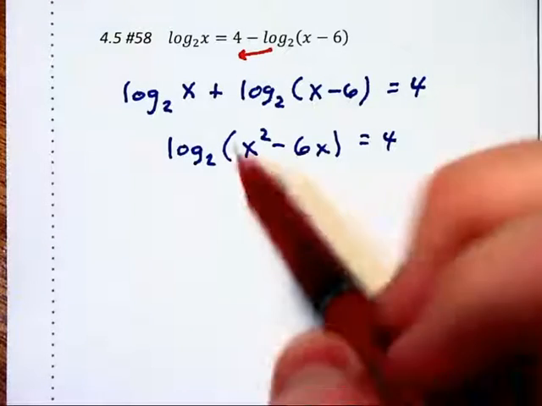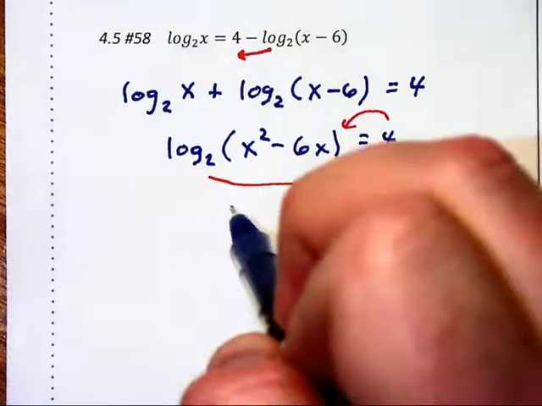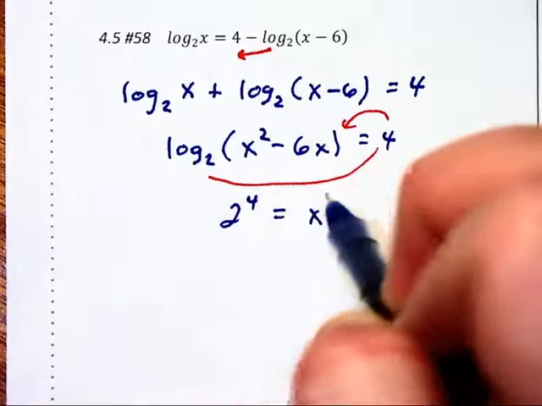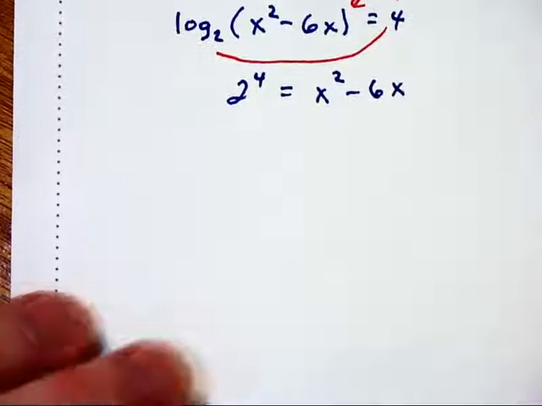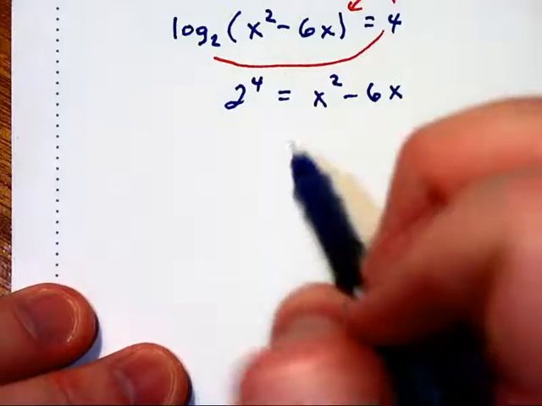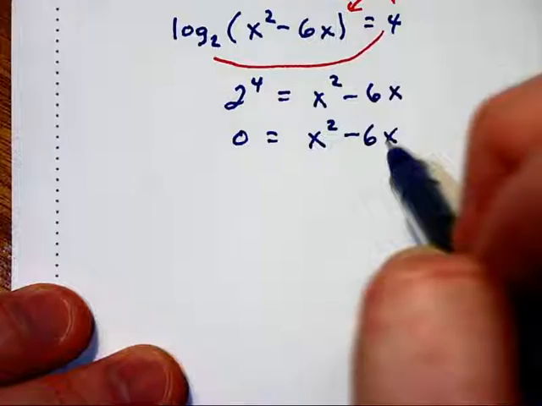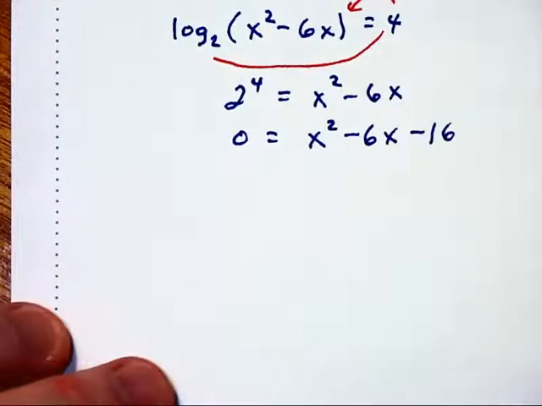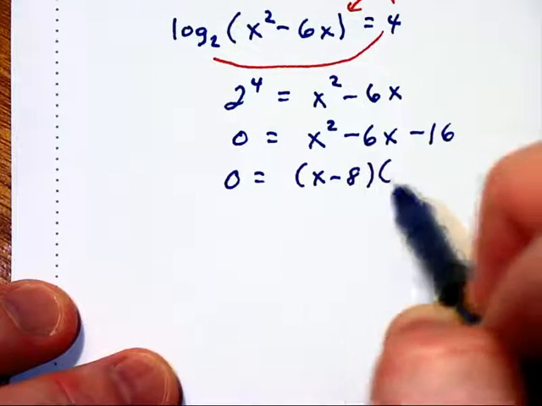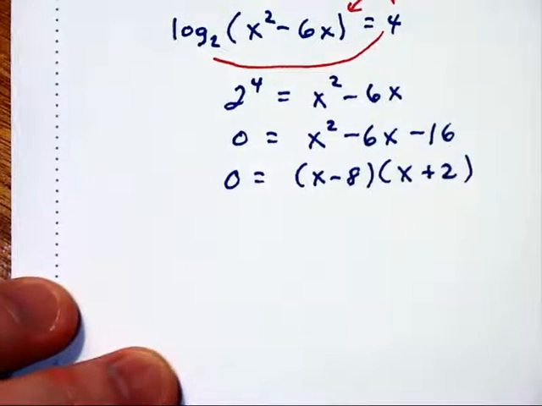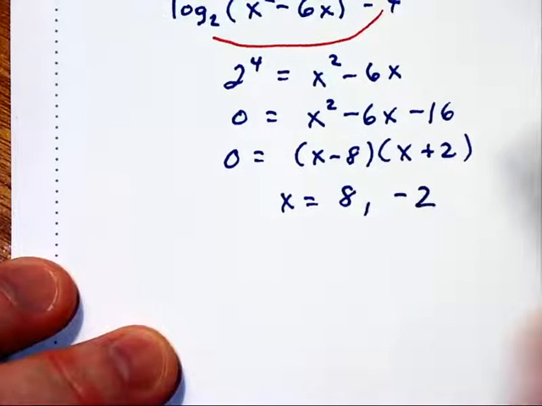And we can convert it from a logarithmic to an exponential equation, and we will have 2 to the 4th is equal to x squared minus 6x. That is a quadratic equation. We want to set it equal to 0 by subtracting that 16 on both sides. So 0 is equal to x squared minus 6x minus 16. That is going to factor easily into x minus 8 and x plus 2. And we have x is equal to 8 or negative 2.